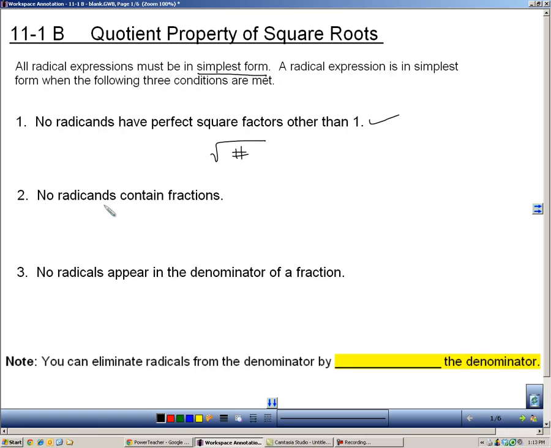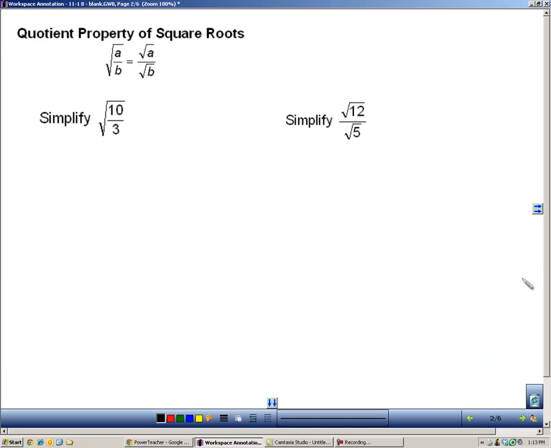Number two, though, no radicand contains a fraction, so you cannot have something like this that has a fraction under a square root. And similarly, you can't have a square root in the denominator of a fraction either. Either of these two situations is not acceptable, and we must learn how to simplify. You can eliminate radicals from the denominator by doing something called rationalizing the denominator. In the next slide, we have a couple of examples of how we're going to rationalize the denominator.